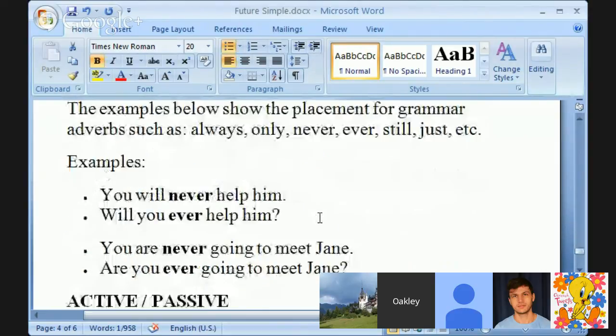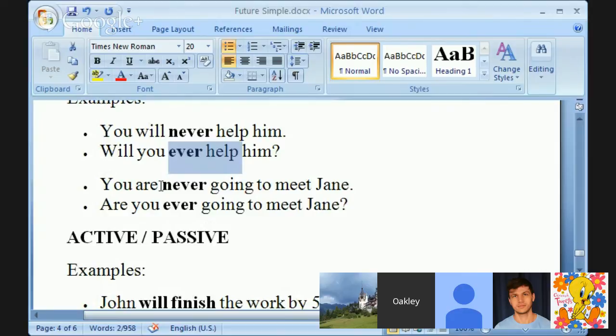All right. As always, adverbs will go, you will never help him, will go, usually precede the verb if they're acting on that verb, if they're supposed to affect that verb. Never help, okay, that's modifying the verb. So it's always correct to put the adverb here, in front of the verb. Will you ever help him? You are never going to meet Jane.